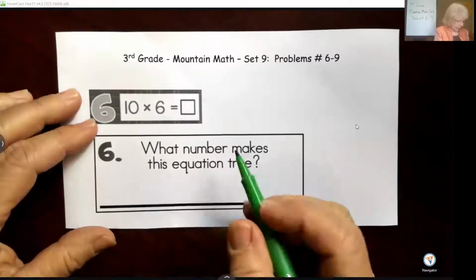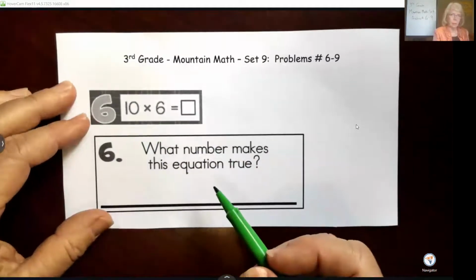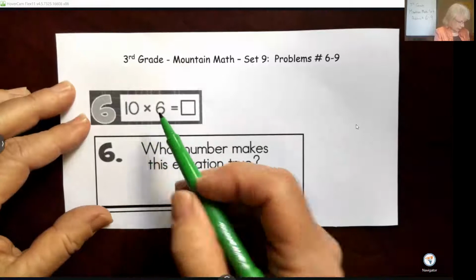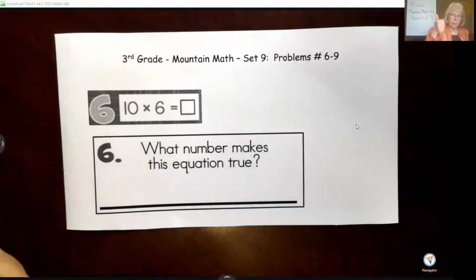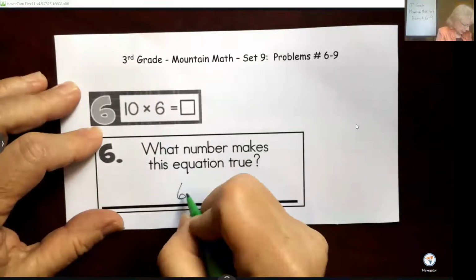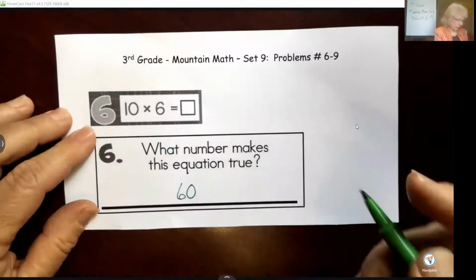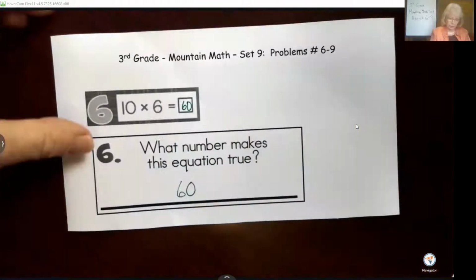Number 6. 10 times 6 equals what number? Well, 10 times 6, I think most of you know your tens facts. We're going to count up: 10, 20, 30, 40, 50, 60. That would be 6 tens. Okay, so that is our answer for number 6.